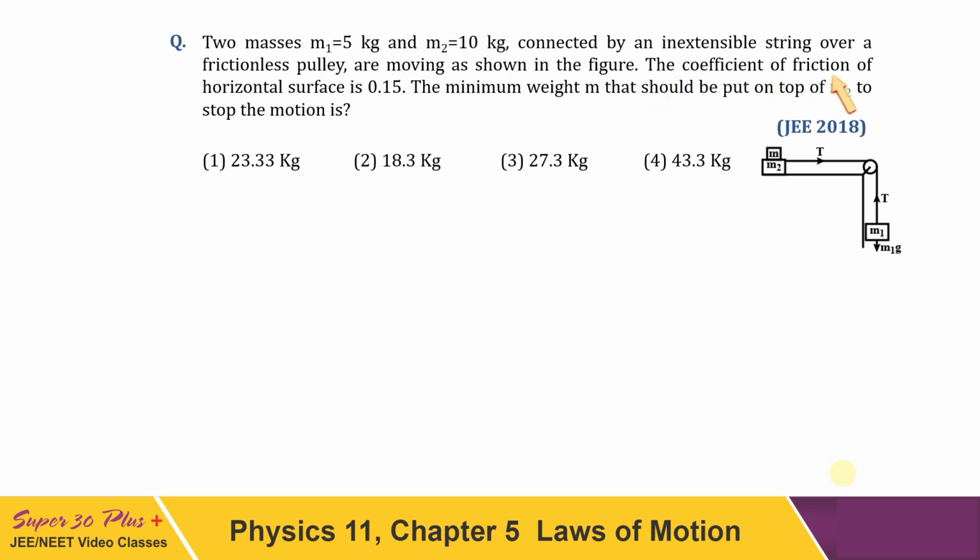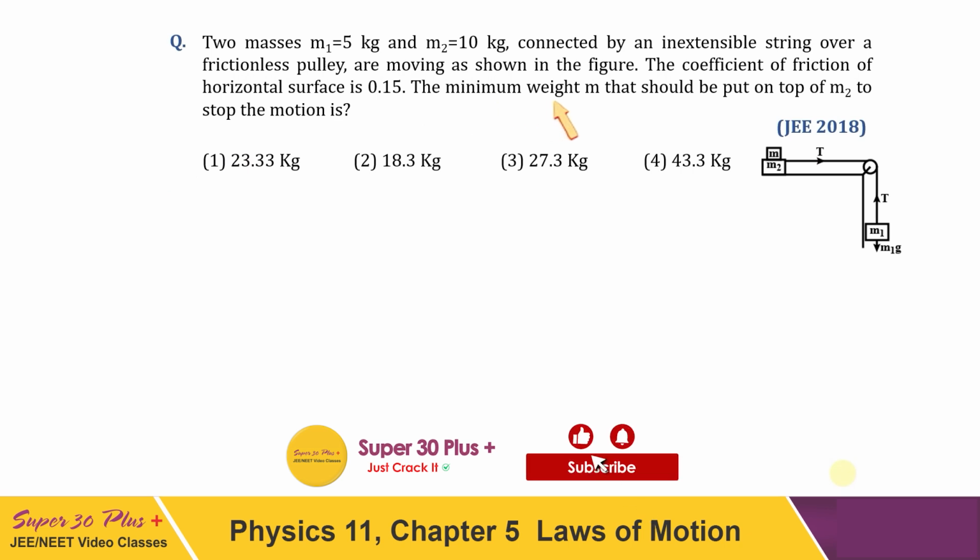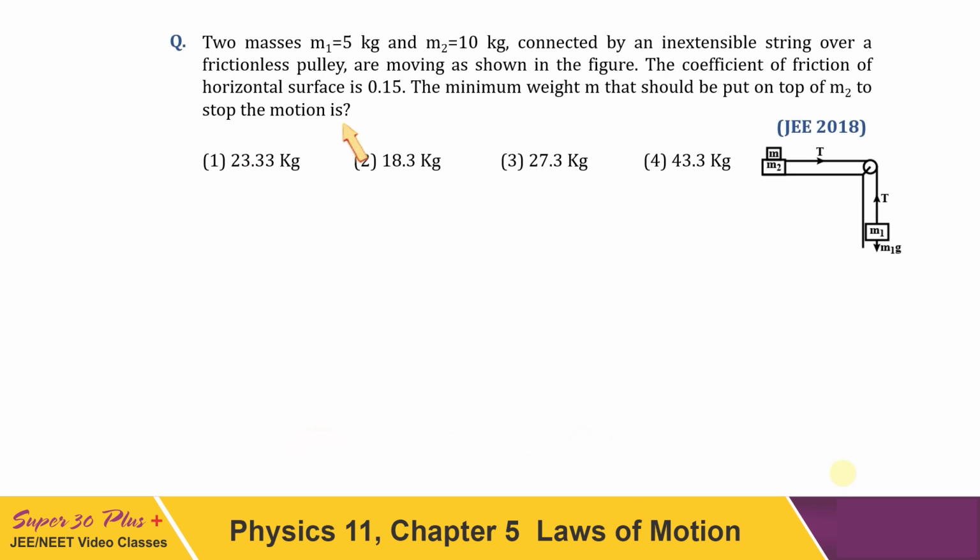The coefficient of friction of the horizontal surface is 0.15. The minimum weight M that should be put on top of M2 to stop the motion is. Initially this M1 is coming down and the block is coming towards the right, but we have to calculate the value of M so that this motion is stopped.